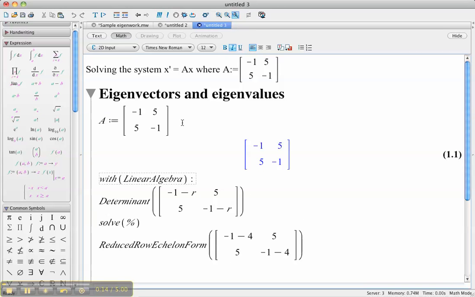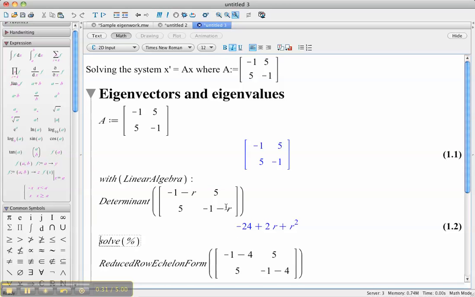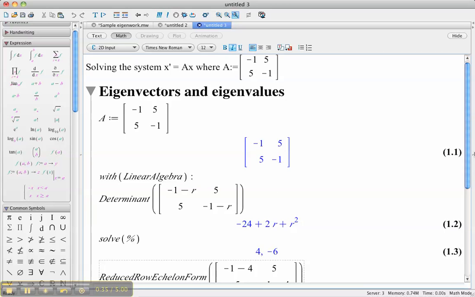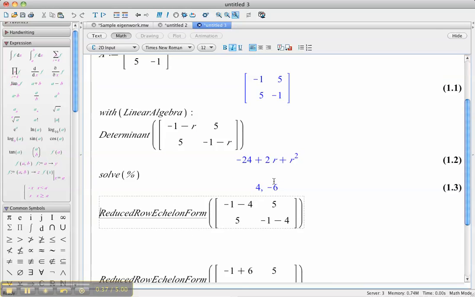So I'm going to define what this matrix is. I'm going to load in linear algebra, and here's the determinant that we take to find eigenvalues. I'm calling our variable here r instead of lambda. That's a little bit more consistent with this section. So I'm going to take this determinant where I've subtracted r off the main diagonal, and we're going to set it equal to 0. We have eigenvalues. Yay! Positive 4, negative 6.